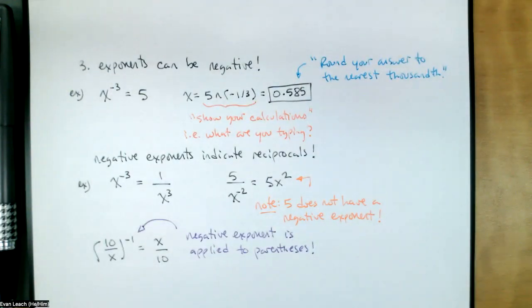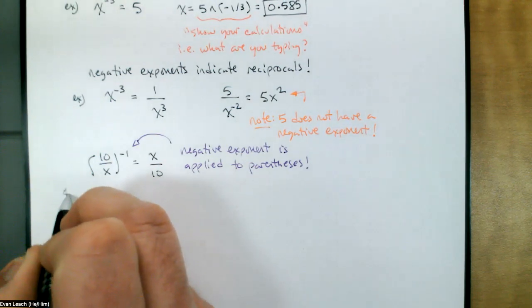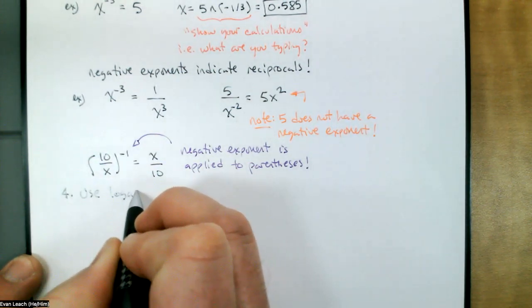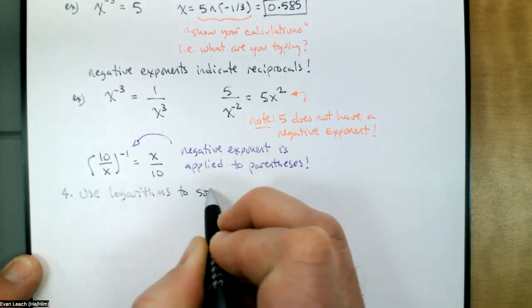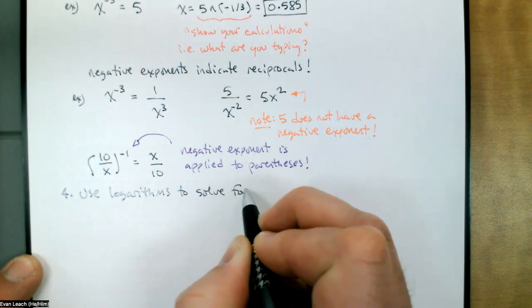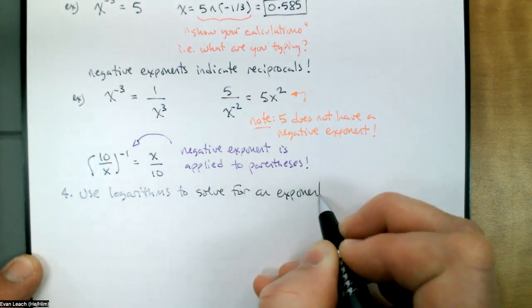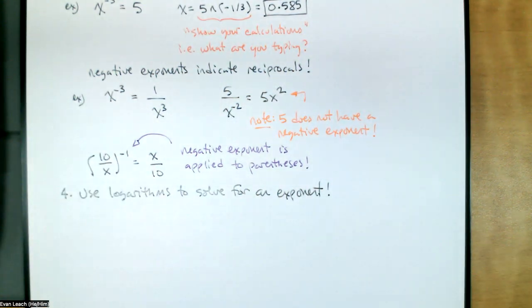To solve for an exponent, we need to use logarithms. We use logarithms to solve for an exponent. This is when the variable is the exponent.